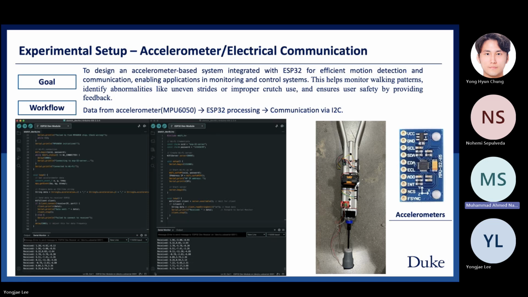So this helps us monitor walking patterns, identify abnormalities like uneven strides or improper crutch use, and ensures user safety by providing feedback. As you can see in the video, on the left hand side the accelerometer readings are received by the ESP32, and on the right hand side the data is being sent to the other ESP32 wirelessly.